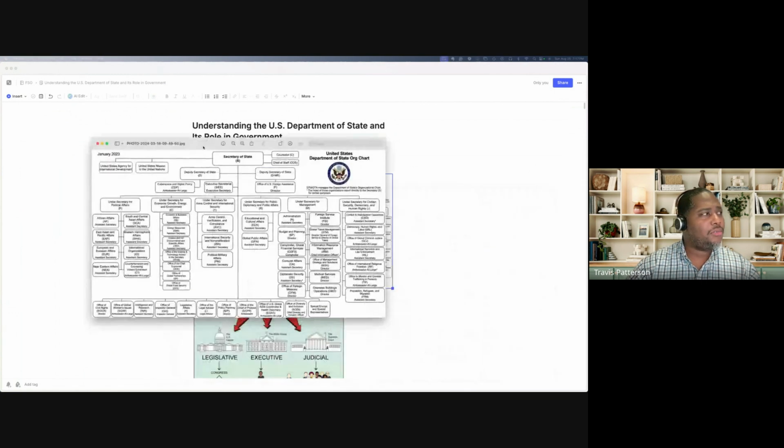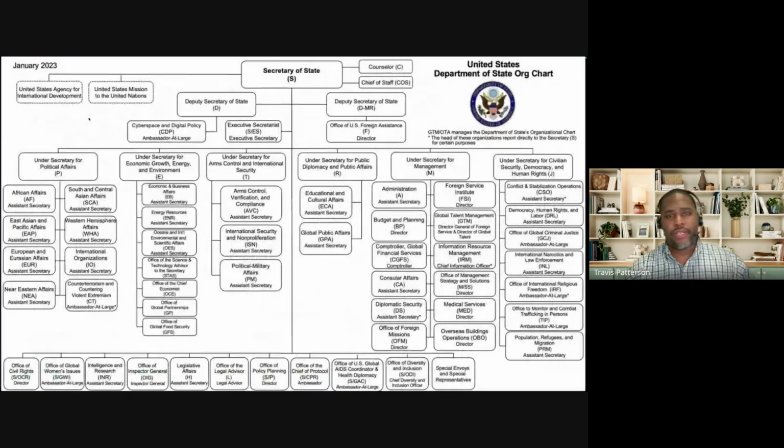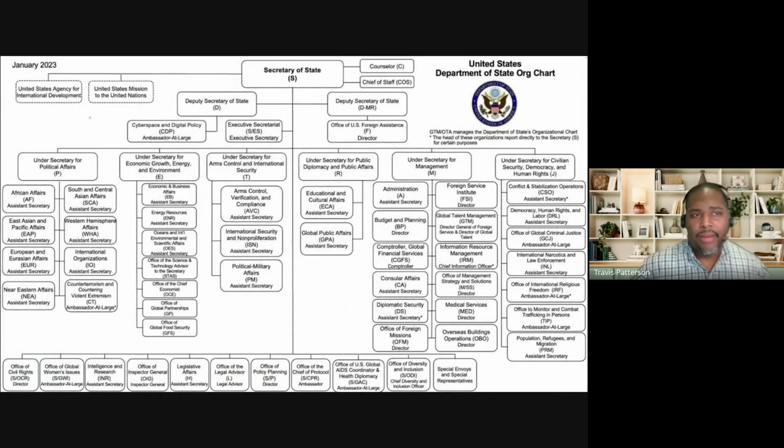All right, this right here is a very interesting map. If you have not ever seen it, this is the United States Department of State organization chart. You'll notice that there are no names up here. This was last year, January 2023. Different people come into different roles throughout the presidential term while someone is in office. So no names here, but it's still all good information.